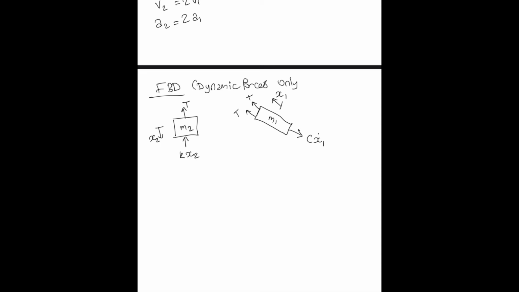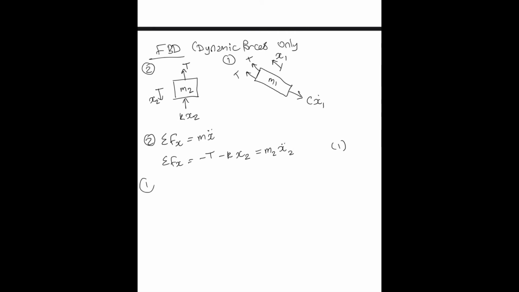So let's call this system 2 and the system 1. If we consider the sum of forces in system 2, Fx is going to be equal to m x double dot, which is equal to minus T minus k x2, which is equal to m2 x double dot 2. This is our first equation. Now if we consider the sum of forces in the first system, it's going to be 2T minus c x dot 1 equal to m1 x double dot 1.